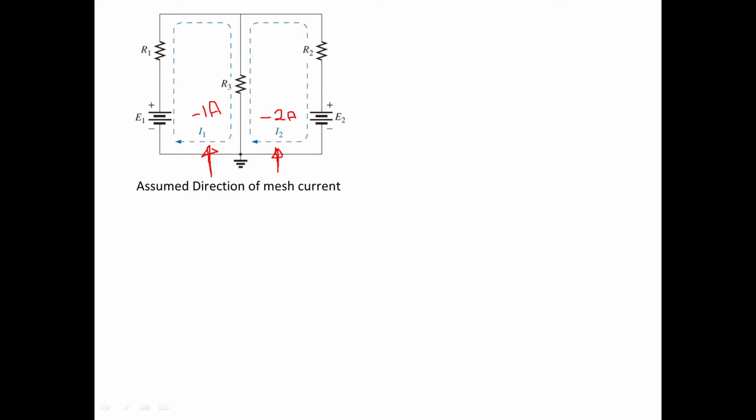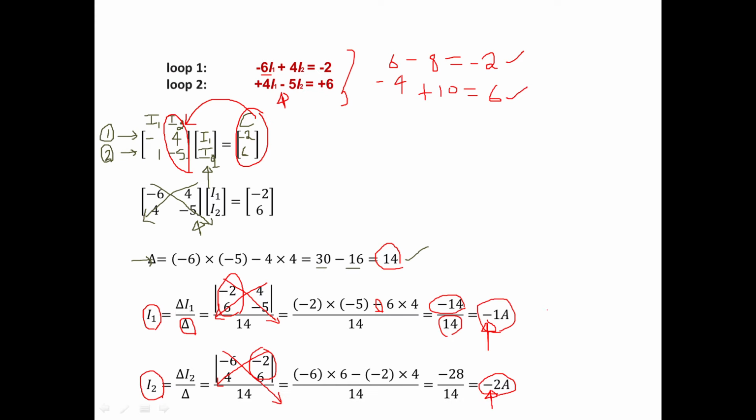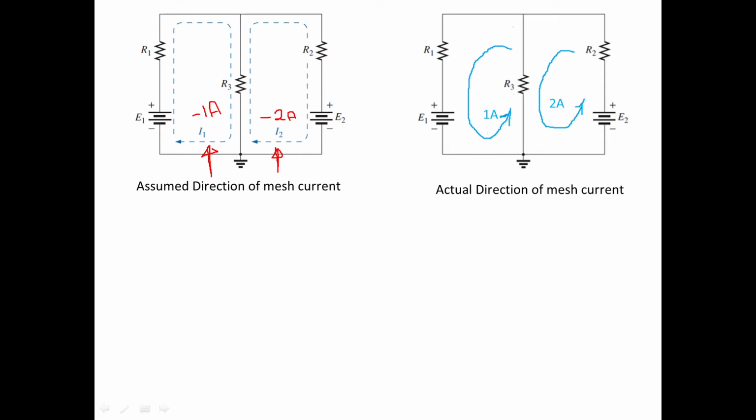Now what do we do? Since we have got the answer, we know that these directions are wrong. So you see here, now I have marked the current in anti-clockwise direction and removed the minus sign. Same way I have marked this current in anti-clockwise direction and removed the minus sign. Why did I remove the minus sign? Because now I know that my assumption is wrong. So I am marking the actual direction of the mesh current. These blue colors indicate the actual direction.